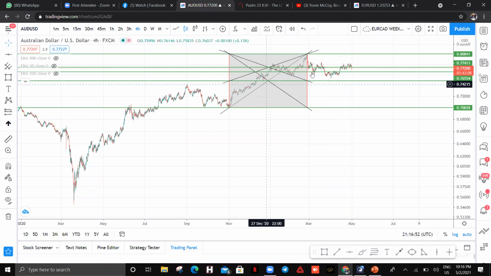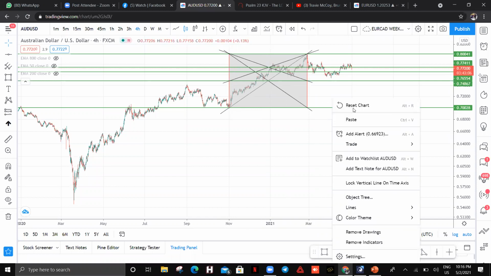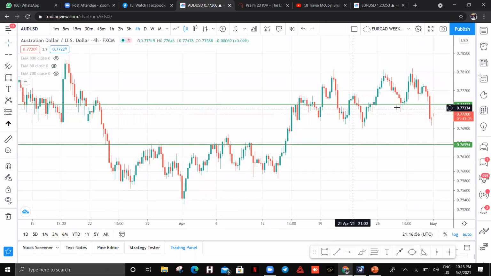Now you can see how I did this here. Let me reset it. You see how price reacted? You can see, no matter what, just get an impulse move.